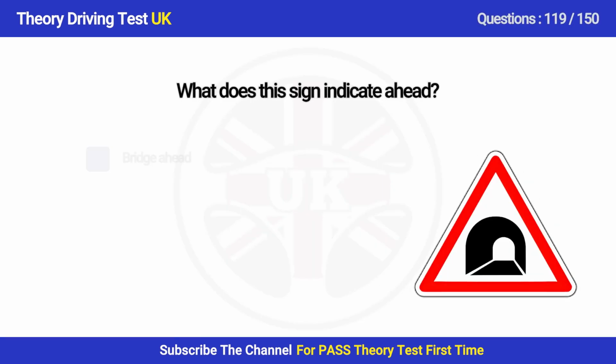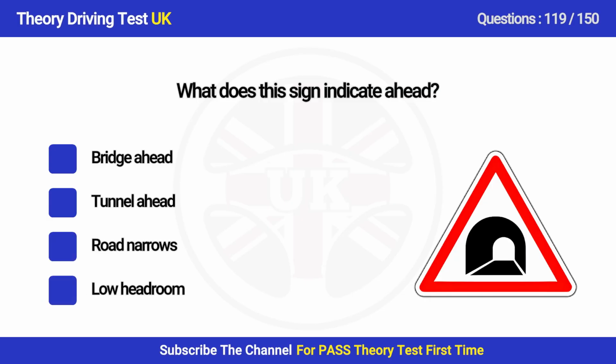Question 119. What does this sign indicate ahead? A. Bridge ahead. B. Tunnel ahead. C. Road narrows. D. Low headroom.